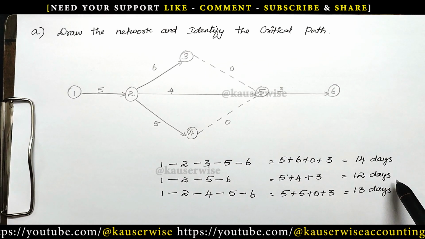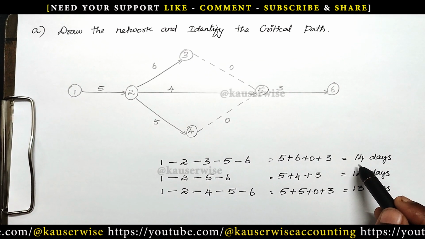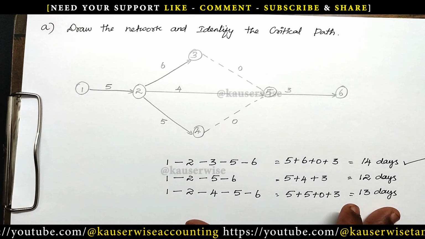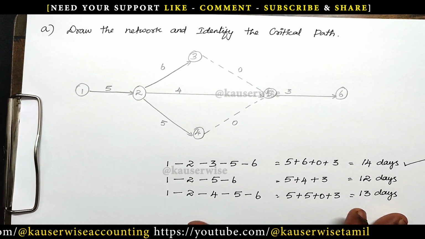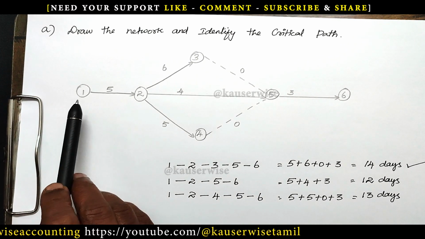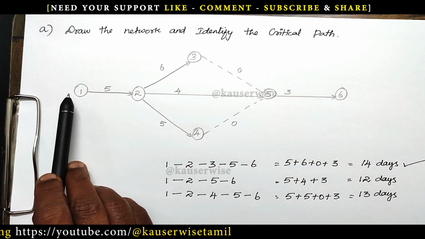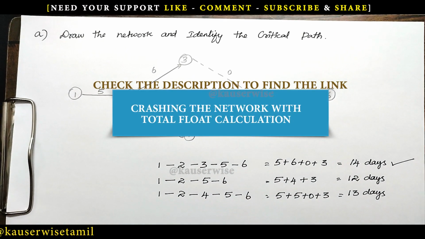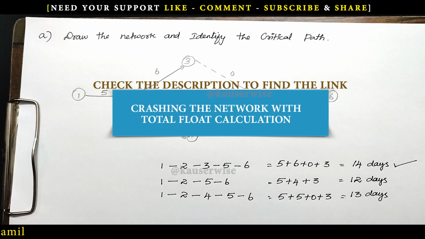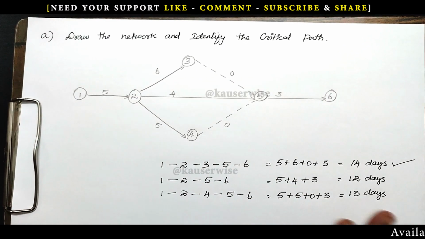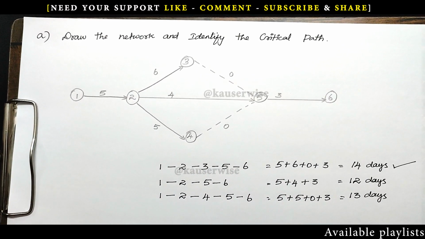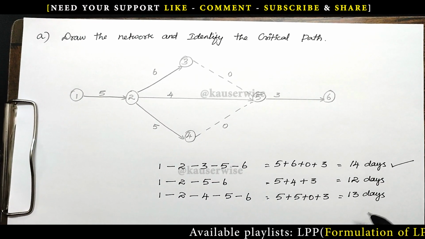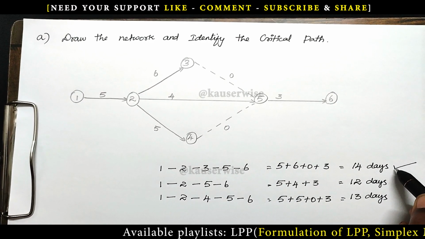Out of these three options, which is the longest path? 14. So this is the critical path. And this is the simple method to find out the critical path. The other method is we need to find out the earliest start and latest completion time for each and every node, and that is required only if you want to calculate total float and free float. For crashing the network, that calculation is not required, so you can apply the simple method to find out the critical path. According to this calculation, this is the longest path and this is the critical path.